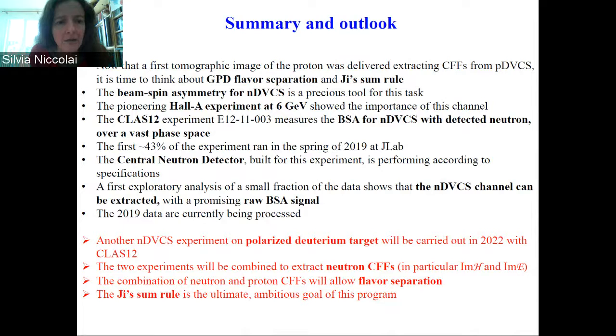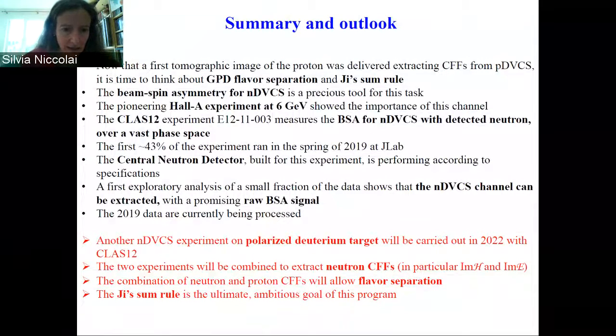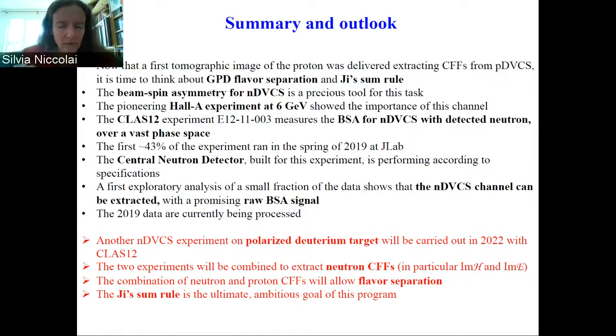So we have 43% of the experiment that ran in 2019 using the central neutron detector, which performed according to the specification. And we have a first analysis on a preliminary set of data, and we have managed to extract the final state and have a very preliminary but promising raw BSA signal, and we are currently working on processing the whole statistics taken in 2019.